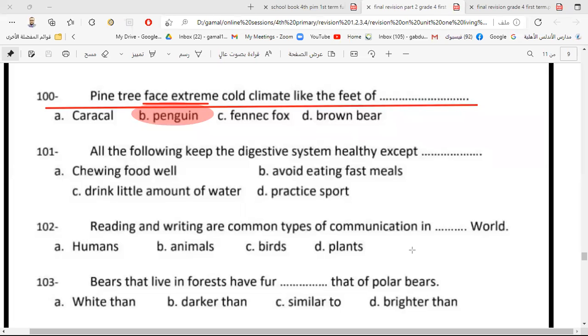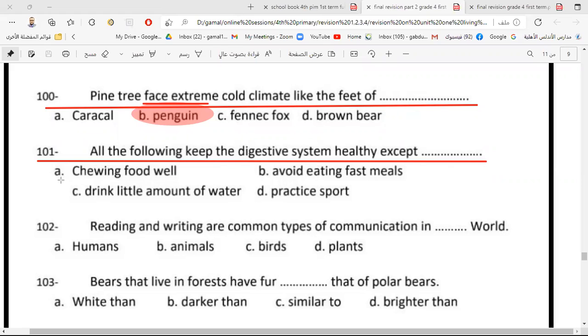Are you ready, Yasin? Yes, mister, I'm ready. Let's go, my son. All of the following keeps the digestive system healthy, except? Yes. Drink little amount of water. Read all the answers, please. Read all the choices, please. I read it, mister. Again, read it for me, okay?